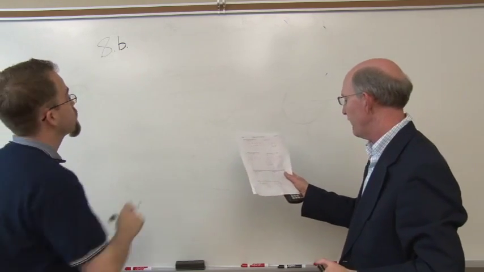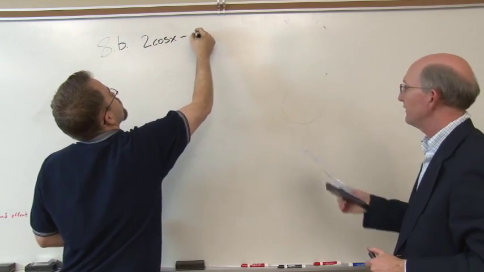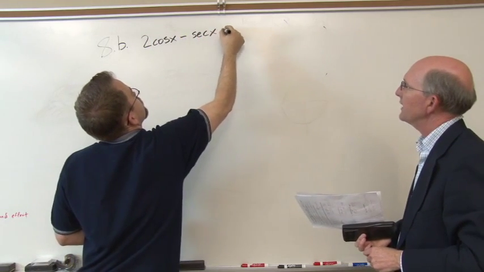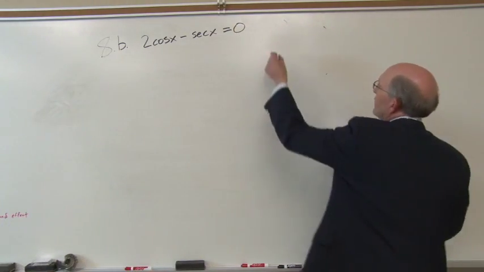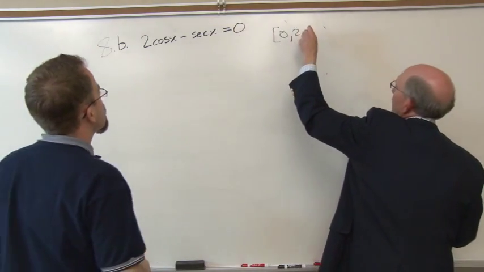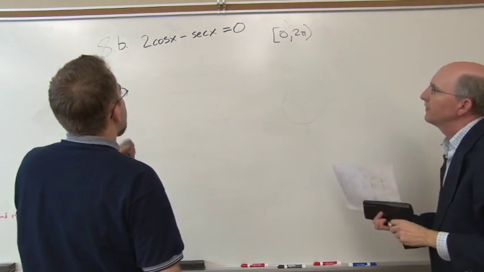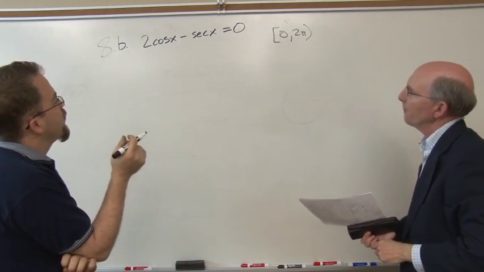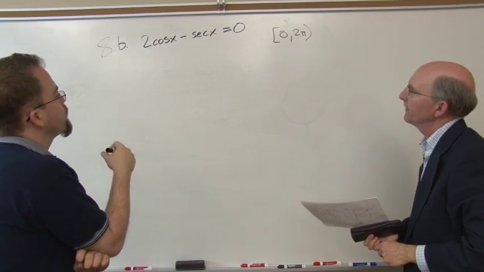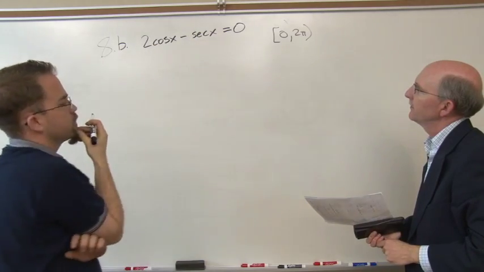So here's the last one, Mr. Murphy. We've got 2 cosine x minus the secant of x, and that's supposed to equal 0. And are we between 0 and 2 pi? That's right. We're going to stay between 0 and 2 pi, once around the unit circle. Now these aren't related by our Pythagorean identity, and they don't have a common factor because secant is the reciprocal of cosine.